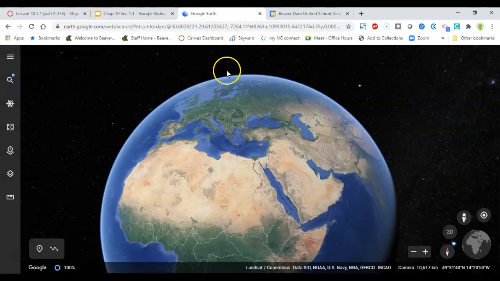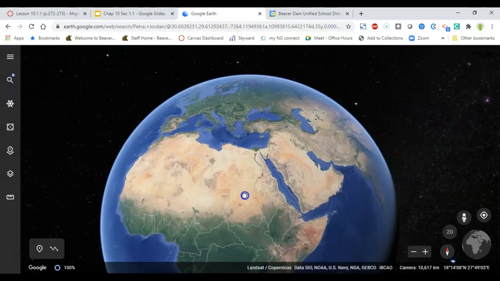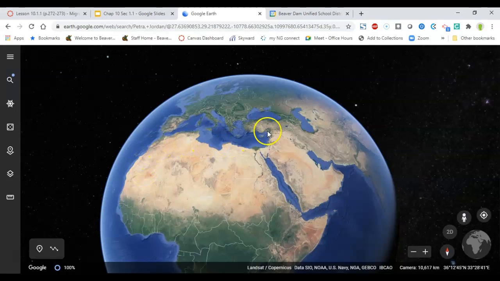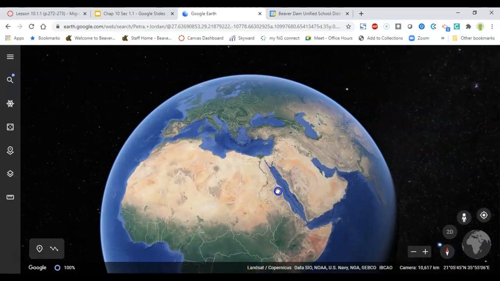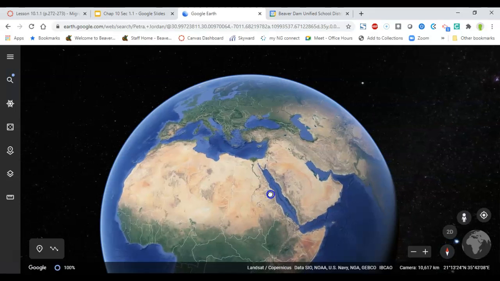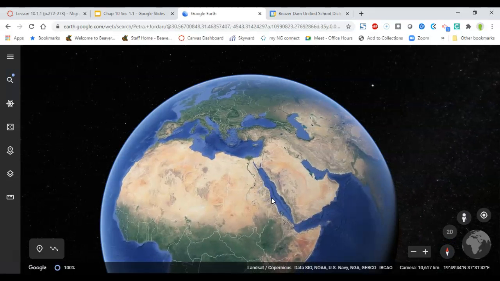I also wanted to show you Google Earth. Here's Google Earth, and you can see this is the region we're talking about, Southwest Asia here, and North Africa. And the two places that they talk about, I showed in class, but I also wanted to make sure that you saw where they are. And you can go to Google Earth and find this yourself.